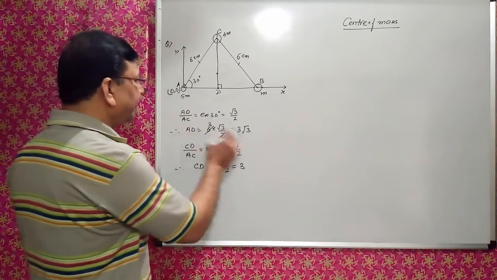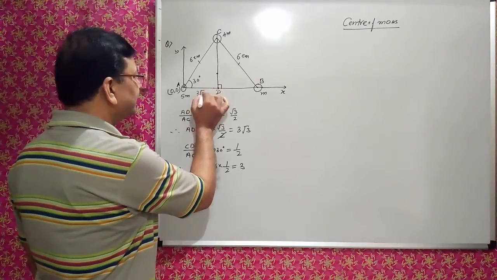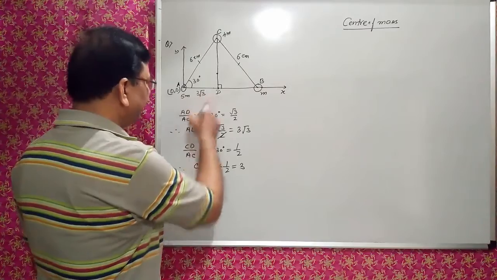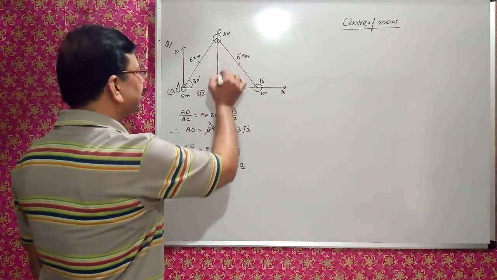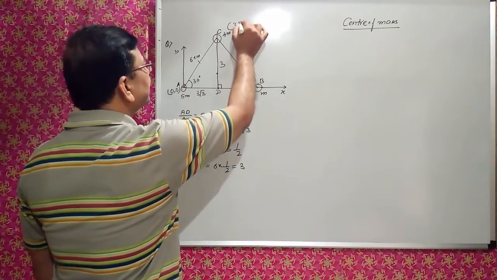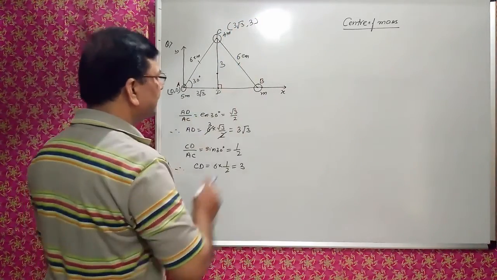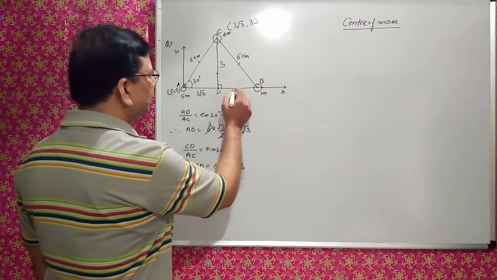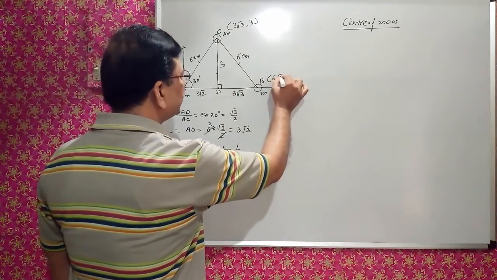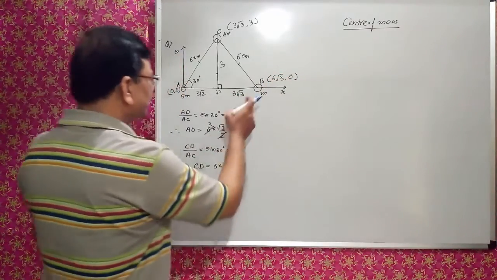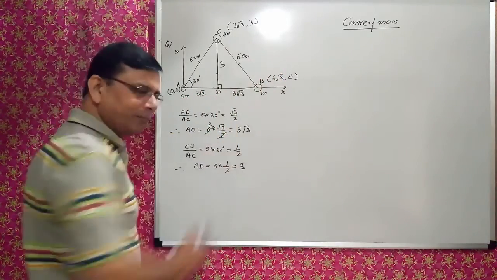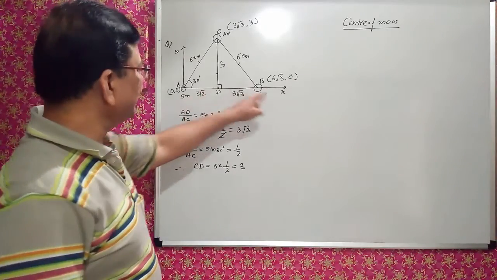So we got AD, means this is 3 root 3, and this is AD, and CD is 3. So this height is 3. The coordinate of this is how much? 3 root 3 and 3. And since this is 3 root 3, this will also be 3 root 3. So coordinate of this is 6 root 3 and 0. Total distance 3 root 3 multiplied by 2, that is 6 root 3, and y coordinate is 0. So coordinates of all these points are known.